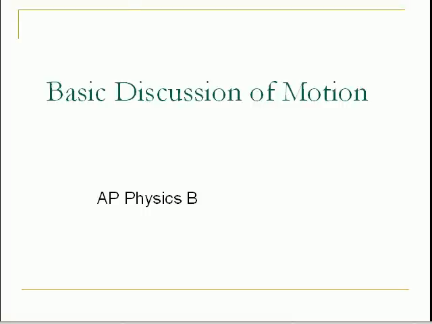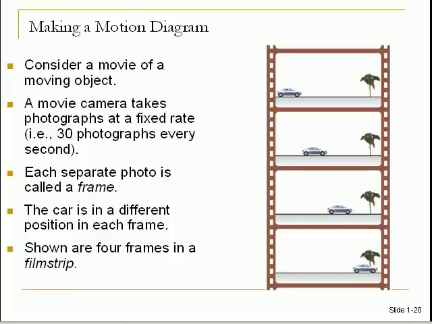So the first thing we're going to look at is how we visualize motion. And this visualization process is called a motion diagram. So first let's talk about how you make a motion diagram. The best way of thinking about a motion diagram is thinking about how film is made. It turns out a film strip made by a movie camera is really just a bunch of snapshots that are put together. And then when they're run in the movie theater, run through a projector, those snapshots pass by very quickly.